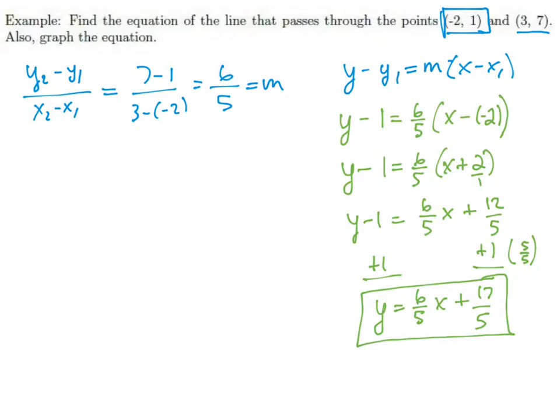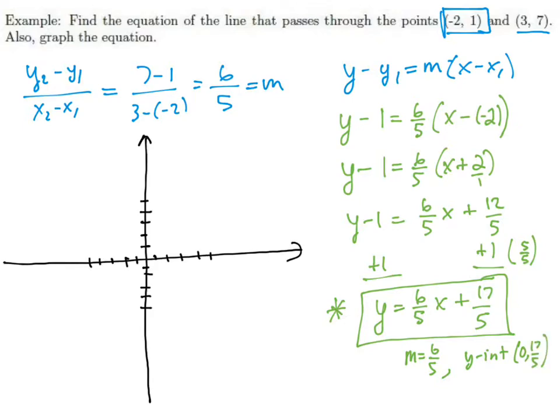So there's a few different ways that we can express this final step. This is one of them, and this is totally appropriate. So we know that the slope is 6/5, and the y-intercept is (0, 17/5). To graph this, we start at the y-intercept. The y-intercept is 17 over 5, which is the same thing as 3 2/5.